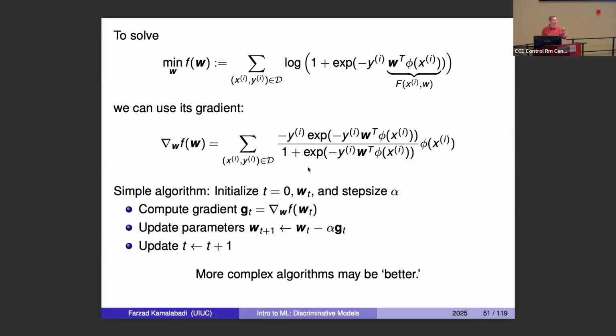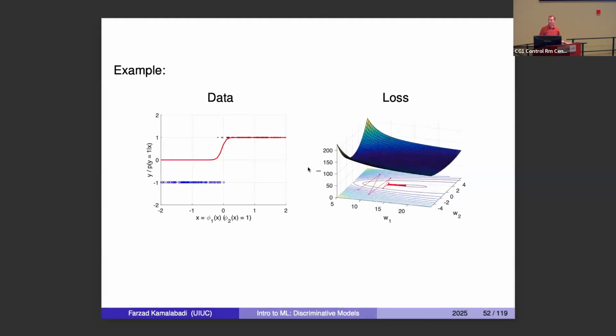Many of you can implement logistic regression in Python in about 20 lines, or those of you who are very compact, even shorter than that. Okay.